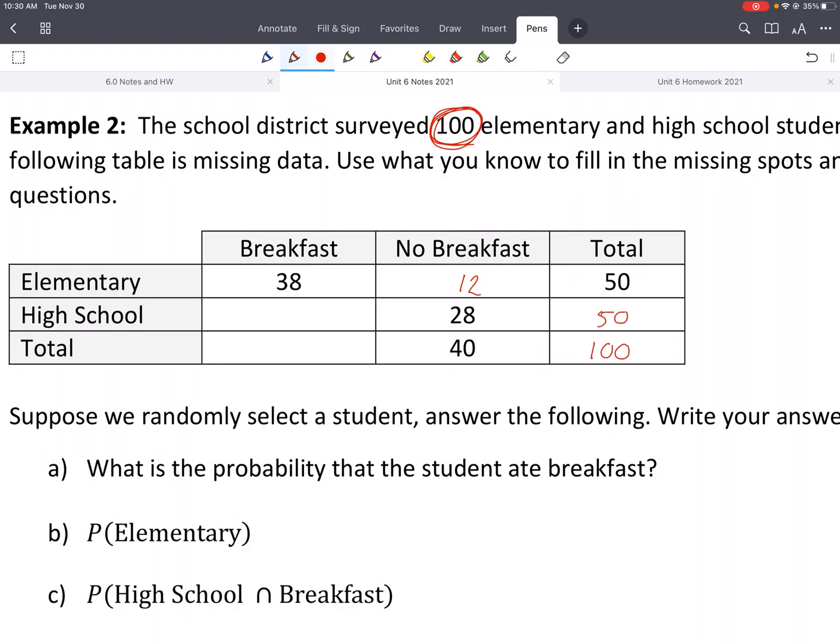This would have to be 50 because 50 plus 50 is 100. This would have to be 60 because 60 plus 40 is 100. And then we could do 60 minus 38, and we get 22. We could have also done 50 minus 28, which would still give you 22. Okay, so we filled it in.